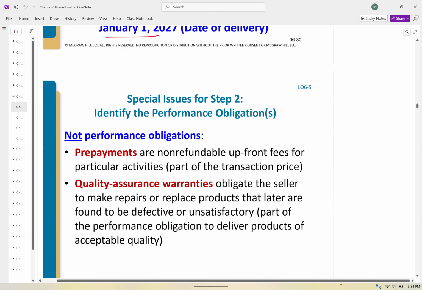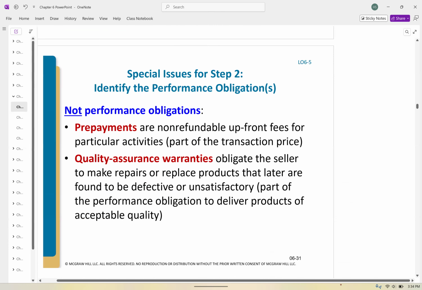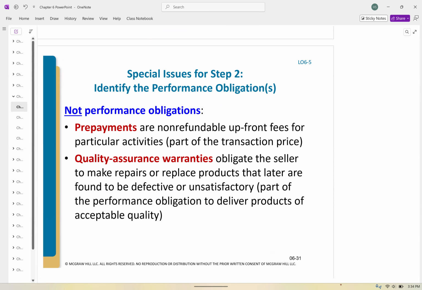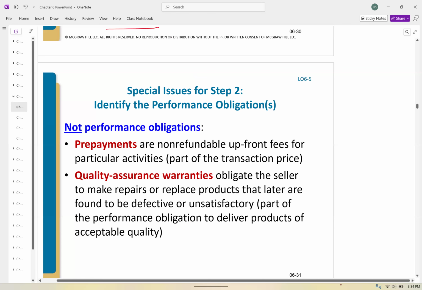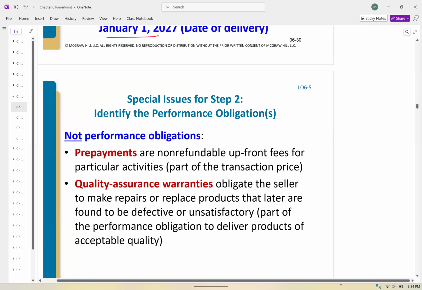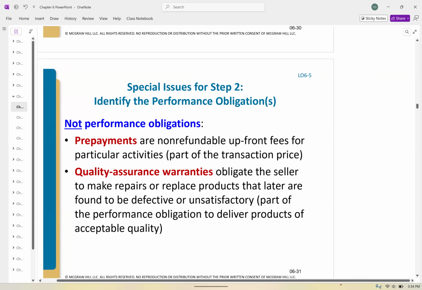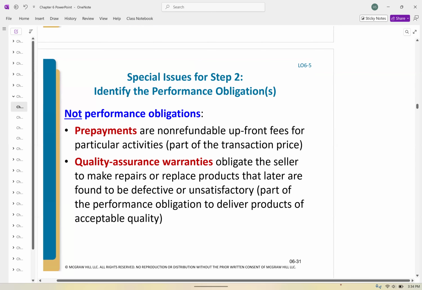All right. Not performance obligations. So we could have an extended warranty. Warranty is an extended, I am on the wrong slide. Sorry about that. I was looking at something. I was looking on my piece of paper on a different one.